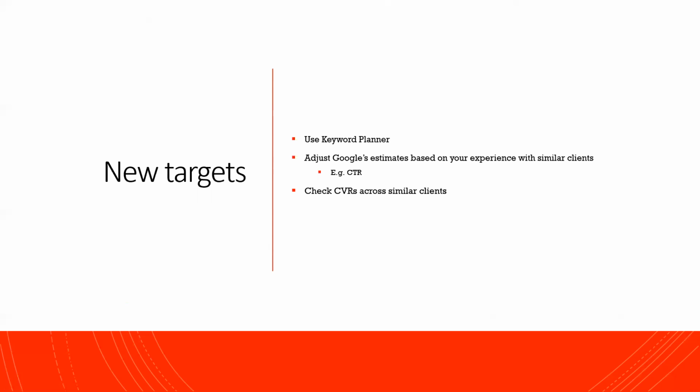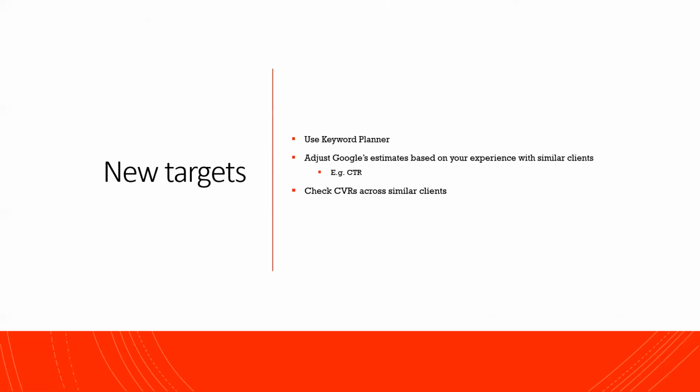And typically you see that with CTR. So you'll see Google estimate like a 1 or 2% CTR. And then if you look at your own accounts, you're averaging like 4 or higher. It depends. But that makes a huge difference, right? A 1% click-through rate compared to a 4%, that's a 4x increase in clicks. So adjust your CTR based on what you typically get. And you can also do that with conversion rates as well.